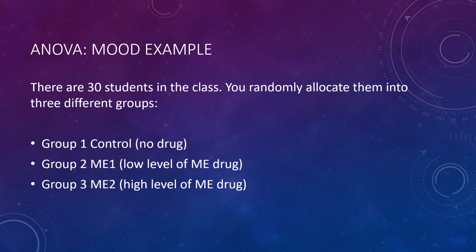I'm keeping this thing really sanitized for us. It's never that clean. Regardless, we have our 3 different groups. So group 1 is going to be our control. They're not going to get any drug. They may get some sort of placebo pill, for example. Group 2, we'll call them ME1. They're going to get a low level of the mood-enhancing drug because we actually think there's going to be some sort of dosage effect here. And of course, group 3 gets the high level of the mood-enhancing drug.